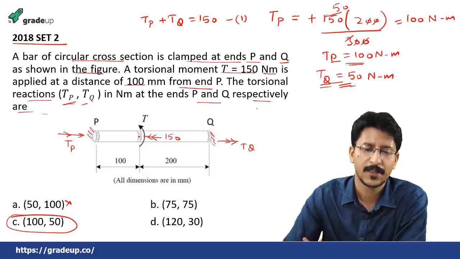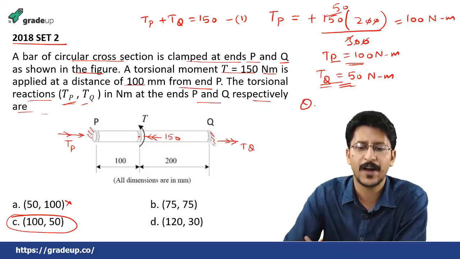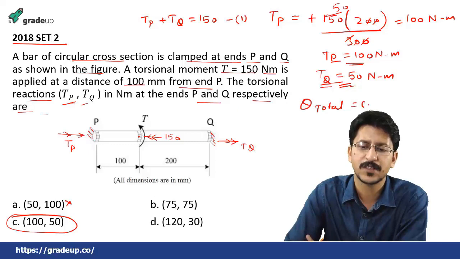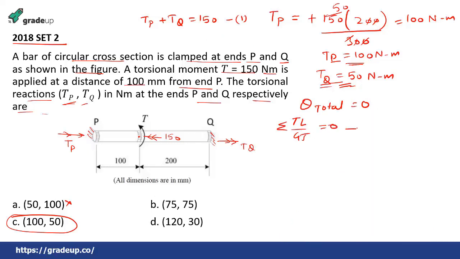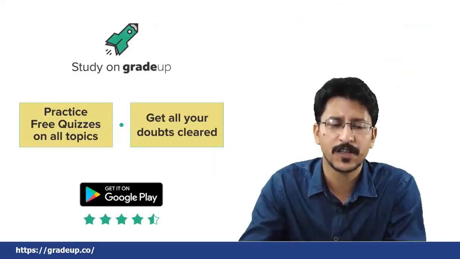Okay, one more method can be there: you can find the theta total and substitute it as equal to 0. So that will be the summation of TL by GJ for both the cases equal to 0. From here also this can be used as the second equation, with the first equation, and then you can find the value of TP and TQ. But this is the simpler method when the G into J is the same for both the shafts, because this is the same shaft, so the G and J will be the same. Okay, so that's all for this one.